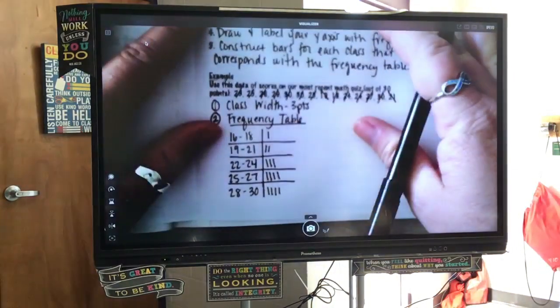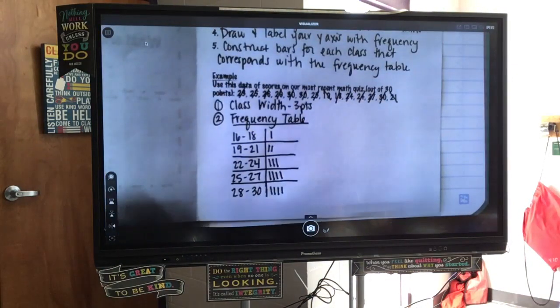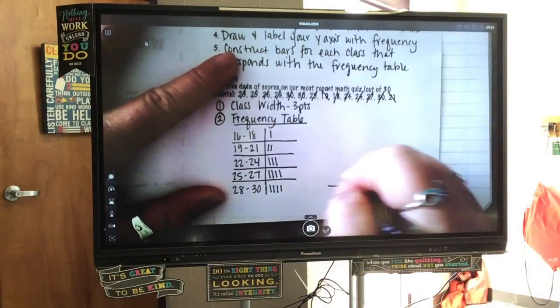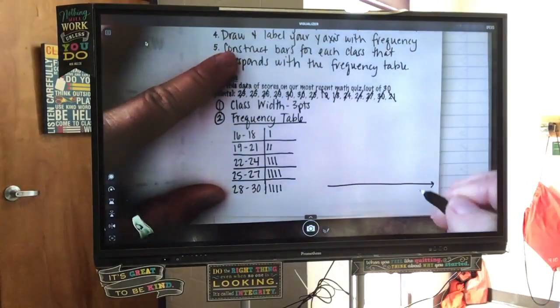All right. So we just got through our frequency table. Now, step number 3 says draw and label your x-axis. So I'm going to draw a line going this way at the bottom. This is my x-axis.